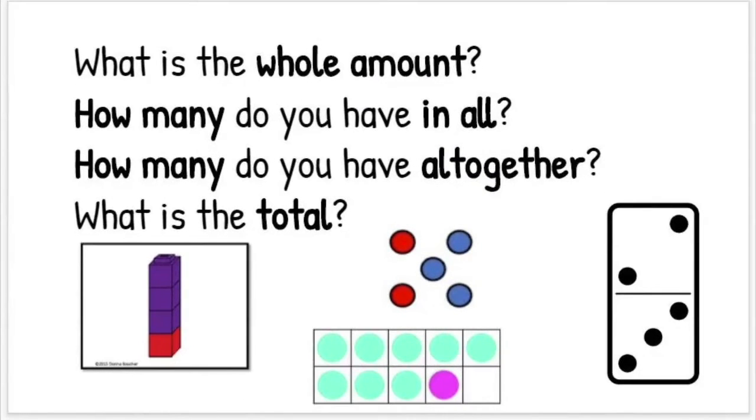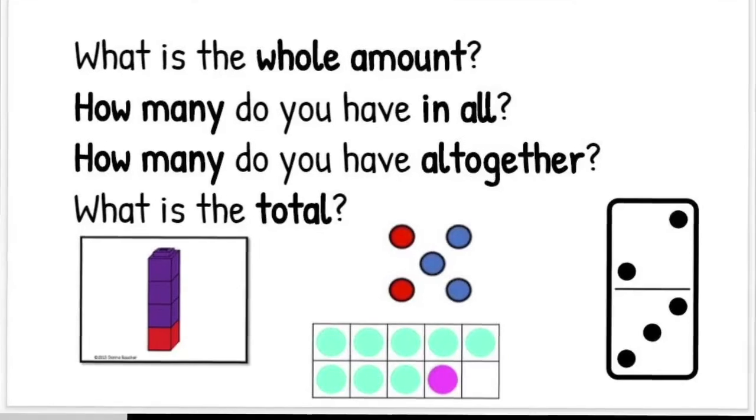Here are some examples of how questions may be worded to you mathematicians, using different wording but asking the same question. What is the whole amount? How many do you have in all? How many do you have altogether? What is the total? So even though there's different wording used there, it's asking the same question.